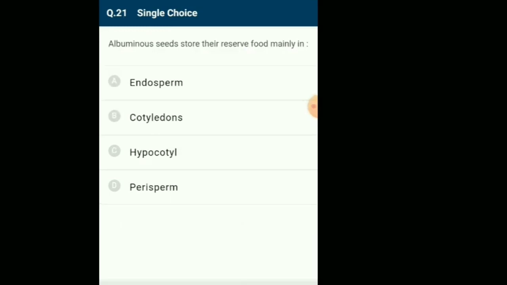Question number 21. Albuminous seeds store their reserve food mainly in? Albuminous seeds retain a part of the endosperm as it is not completely used up during embryonic development. Such seeds are also known as endospermic seeds. Food is stored in endosperm, which provides nutrition to the embryo during germination. Examples: wheat, maize, barley and castor. So the answer is option A, endosperm.